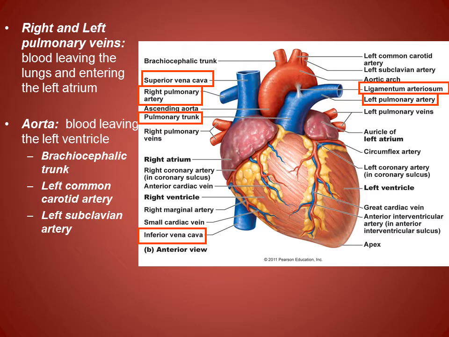You'll notice a couple things that are marked on here. One thing is the ligamentum arteriosum. This is a piece of ligament attaching from the pulmonary trunk to the aorta, specifically on the aortic arch, right above it. Yes, it's helping to hold it in place. This is a leftover from fetal development.